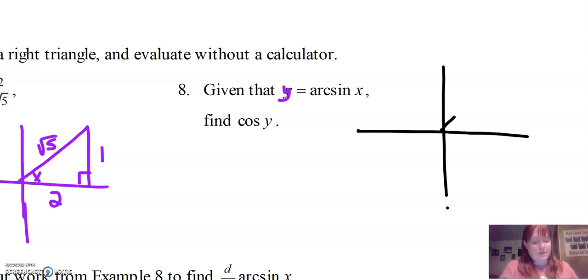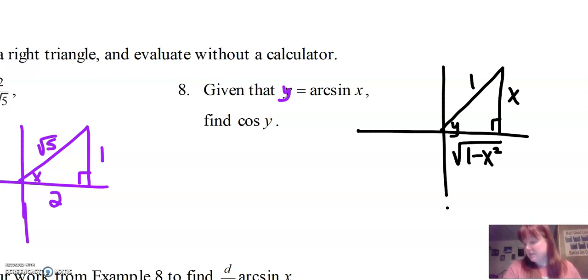So here I have this triangle, and this is the angle y. And when I take the sine of this angle, I get out x. That's what arcsine x means. And sine, remember, is opposite over hypotenuse, so x over 1 would give me sine of y, right? Okay, so if I have this triangle, can I find the third side? Of course I can. With the Pythagorean theorem, I find that it's the square root of 1 minus x squared.